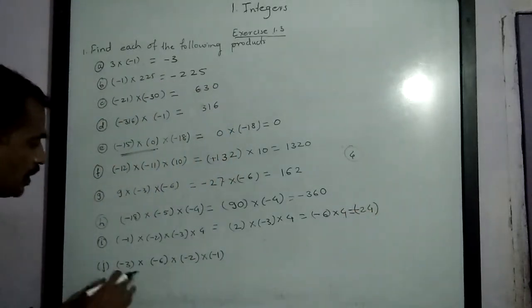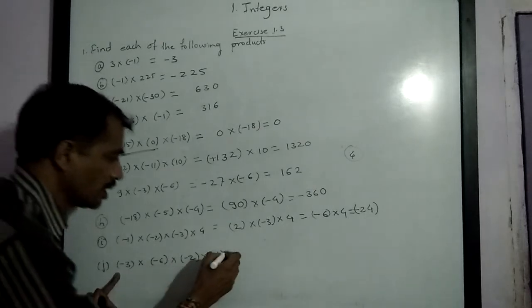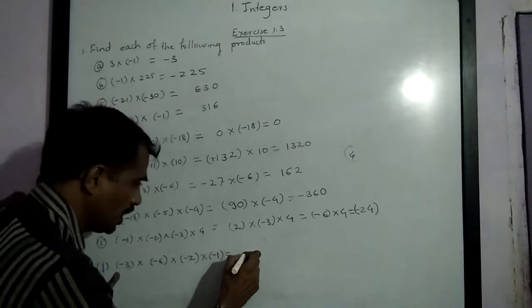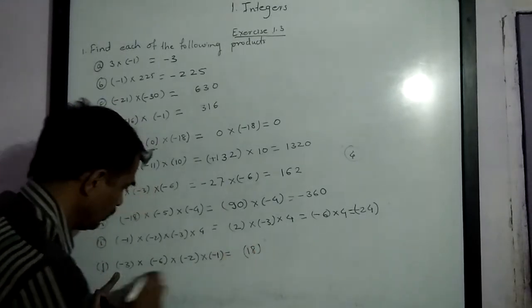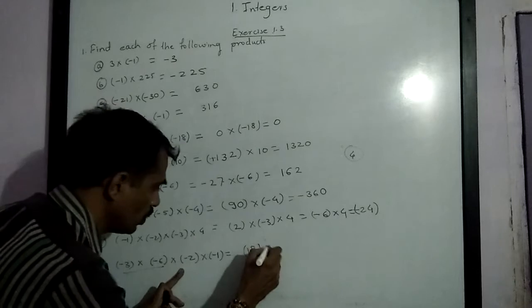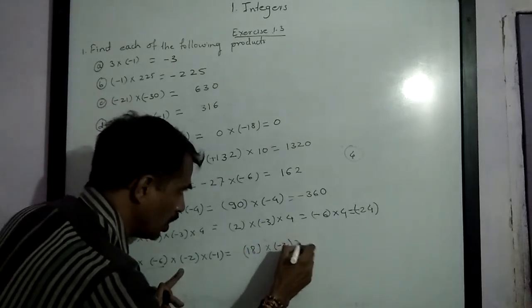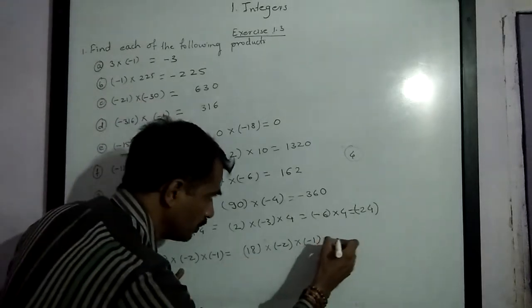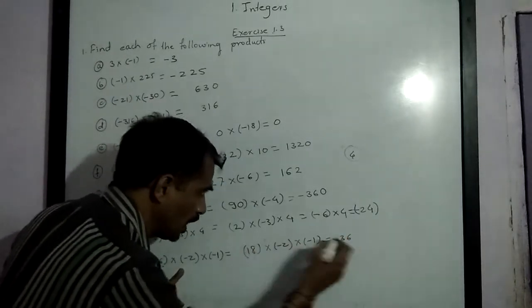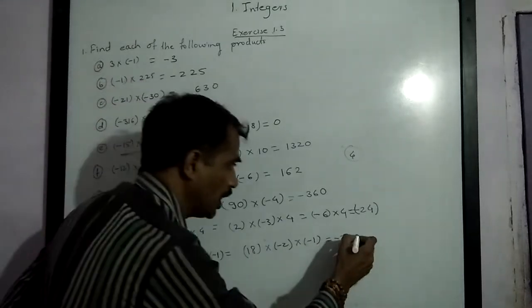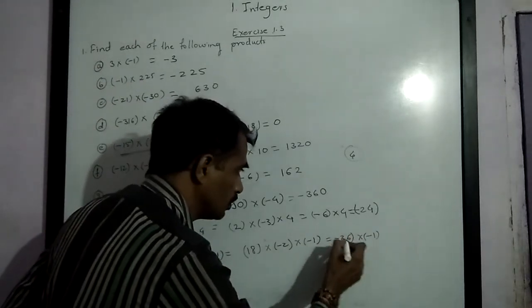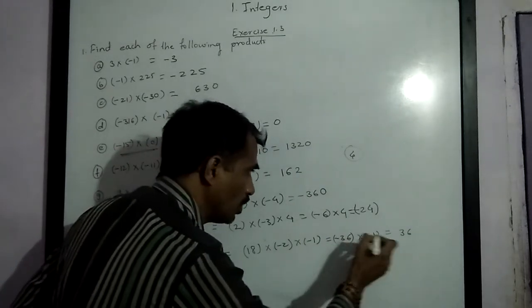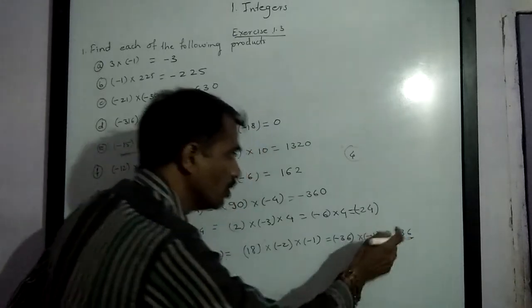The next question is negative 3 into negative 6. This is negative into negative is positive. You will get 6 3s are 18. This I have solved first, into negative 2 into negative 1. So this is equal to 18 2s are 36. Positive into negative is negative, into negative 1. So this is equal to 36 ones are 36, and negative into negative is positive. So no need to give any sign to it.